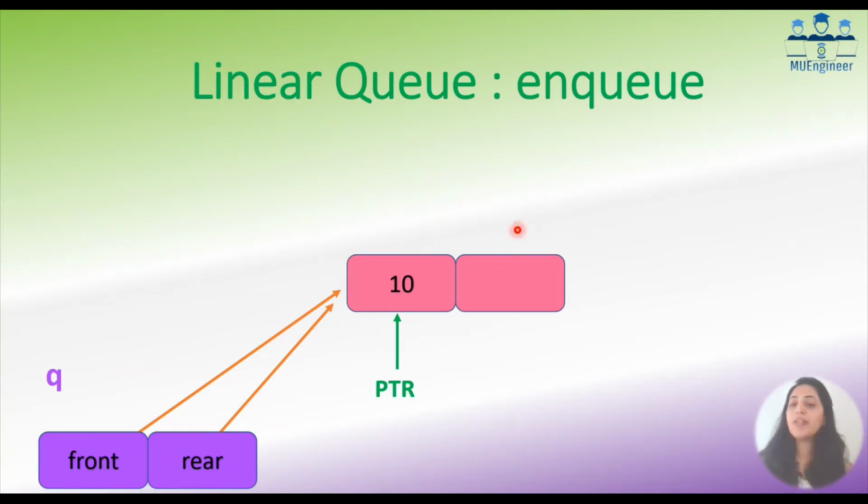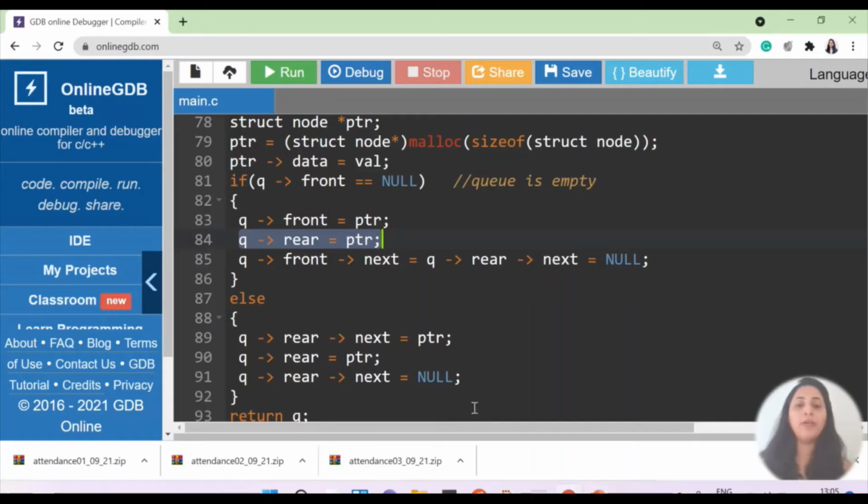Why are they doing so? Because in my queue I have only one value. So front may be 10 or rear may be 10. So I can say, okay, now this is a perfect queue if I have only one value.